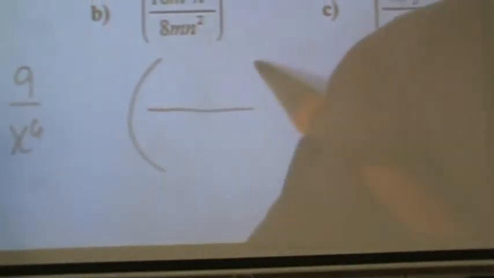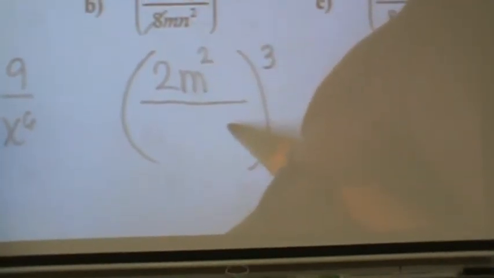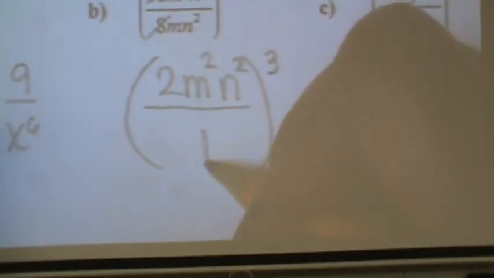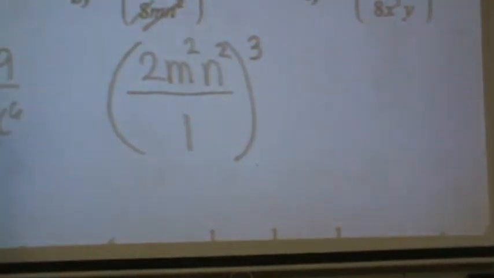How can we simplify what's inside first? Well, 8 goes into 16 how many times? Twice. Check out your m's. You have 3 m's on top and 1 on the bottom. How many m's do you really have? 2 on top. And what about your n's? You have 4 n's on top and 2 on the bottom. How many n's do you have? 2 over 1. Everything cancels in the bottom, so there's really just a 1 there.